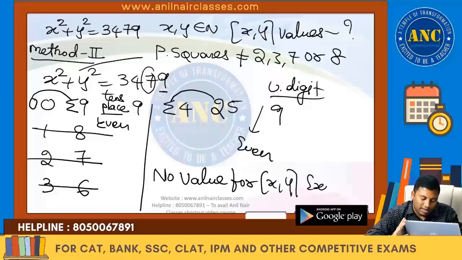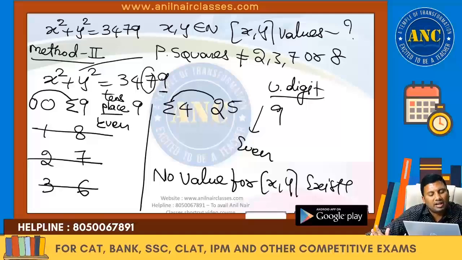I hope the idea is very clear. x square plus y square equals 3479. The right hand side unit digit is 9, so I played with the unit digit in the left hand side.